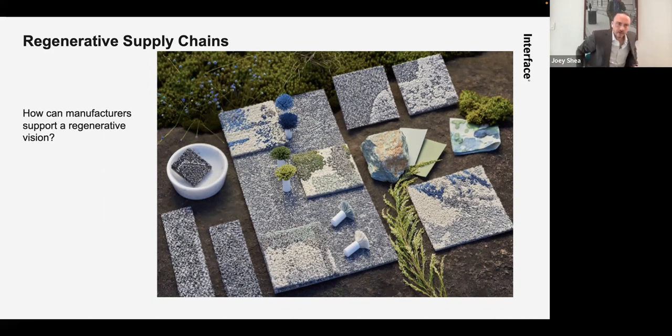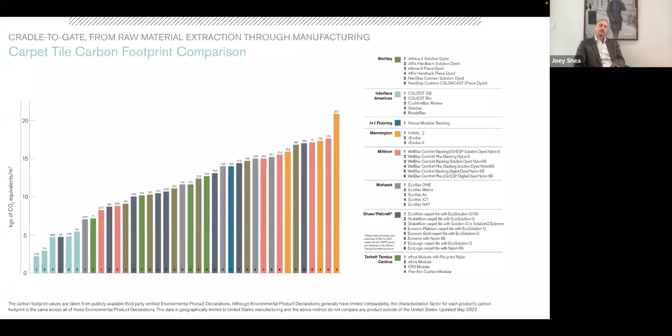So what is a regenerative supply chain? How can manufacturers, how can your suppliers, your partners, whether you are an actual specifier or whether you are a project management team, how can we have a positive impact on the climate? How can we support a vision for regeneration and restoration? Well, the first thing we have to do is get transparency on the carbon impact that we are already having, and do everything we can to reduce those emissions and reduce that impact, right?